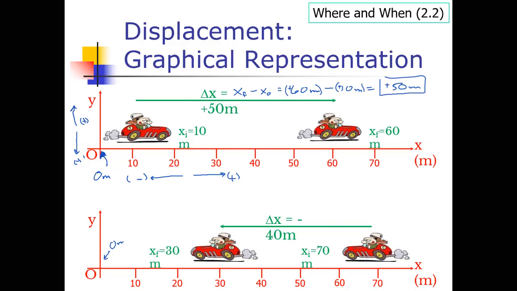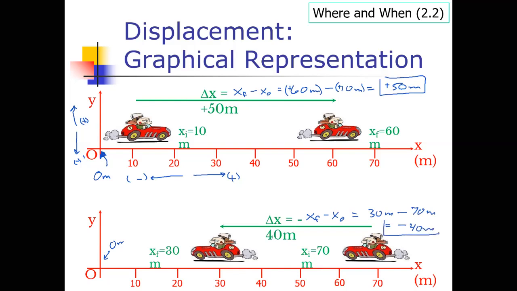And so if we pick the 0 point here, x initial is going to be 70, x final is going to be 30. And so let's go ahead and solve for the displacement. Therefore, x final is at a position that's positive 30 meters away from the origin, and x initial is at a position of 70 meters away from the origin. If we do the math there, the answer is going to be negative 40 meters.